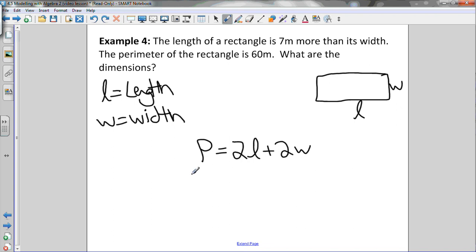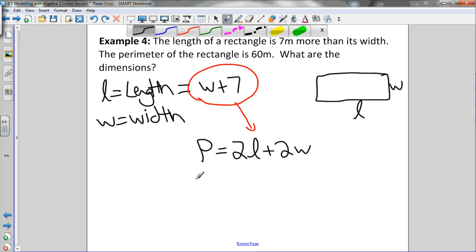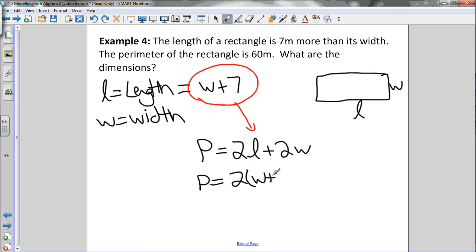Okay, that's good. It tells me the length of the rectangle is 7 meters more than the width. So it tells me length is equal to the width plus 7. So what I can do is take that width plus 7 and substitute that in for the length into my equation there. So let's go ahead and do that. I have perimeter equals 2 times the length, and I know the length is width plus 7. And what else do I know? It tells me that the perimeter is 60. So I can plug in 60 for the perimeter. Let's do that.